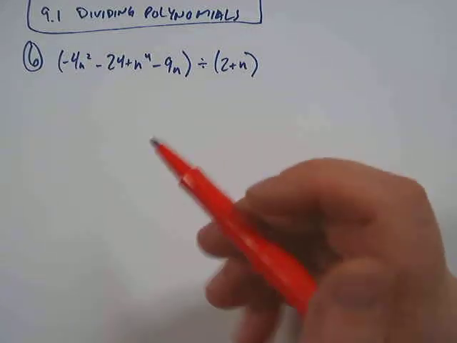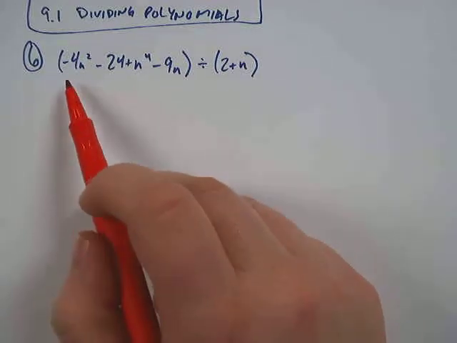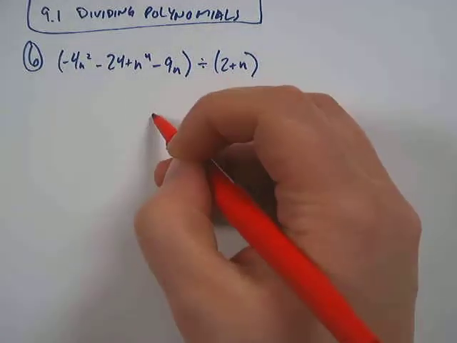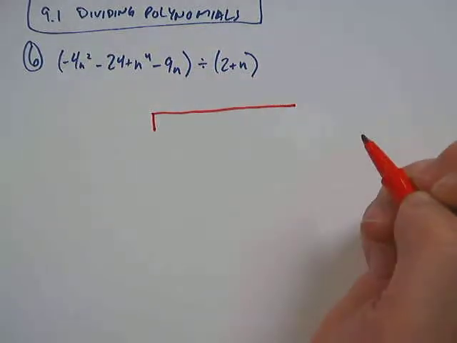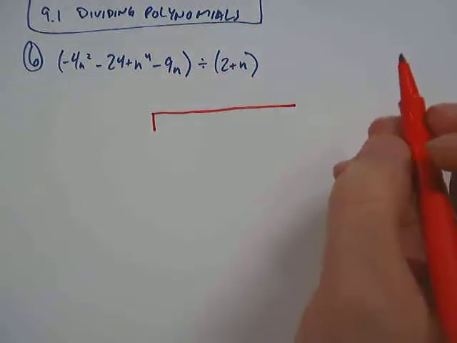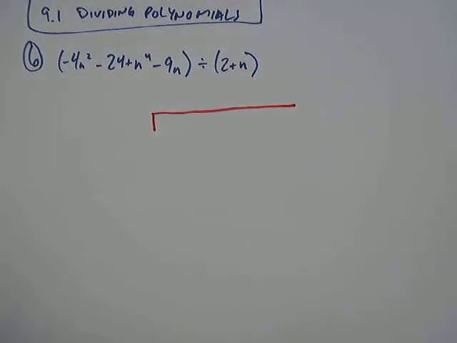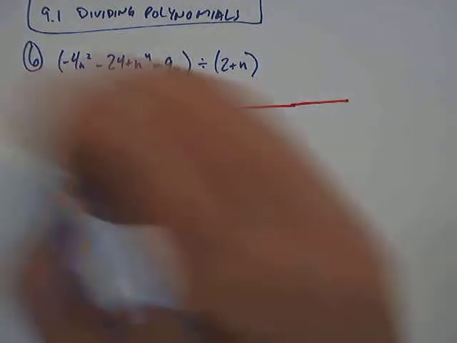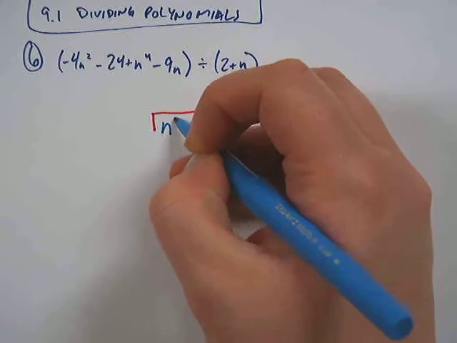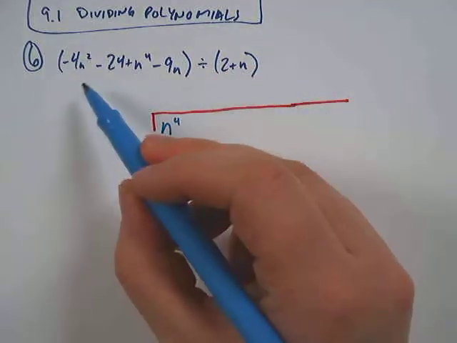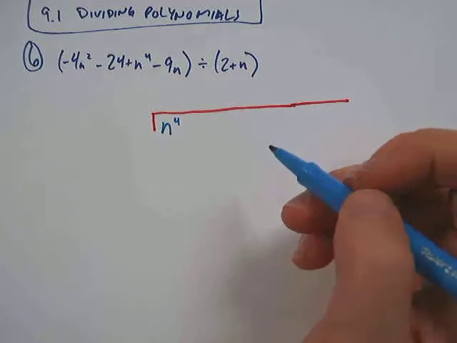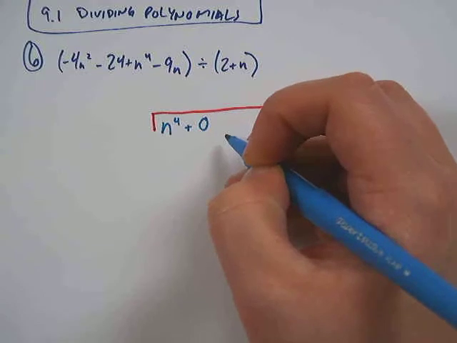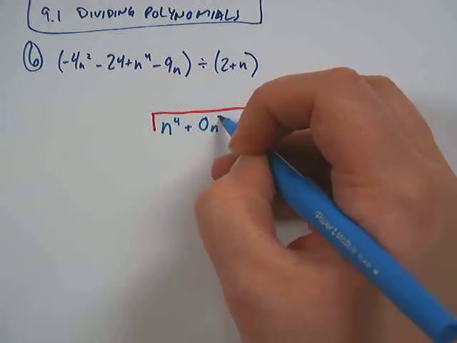So here we go. For this problem, first thing we have to do is notice that this thing is all out of order. So when we go to write it so that we can use long division, we have to put it all back in the right order. Our highest power of n is n to the fourth power, so we have to start with that. Then we look to see if there are any n to the third powers. And there is not, so we have to make a hole for that. We have to make a space for it, so we have to add 0n to the third power.